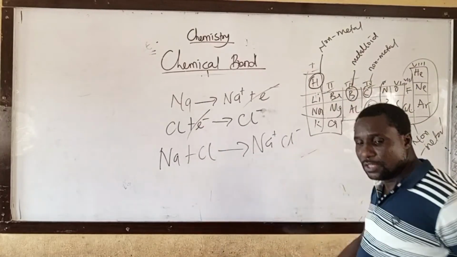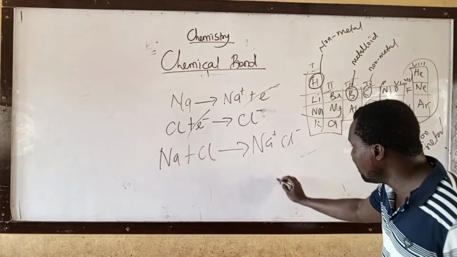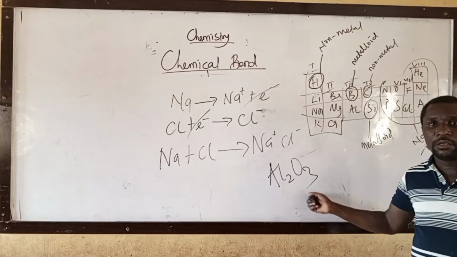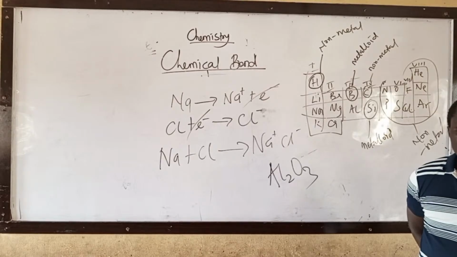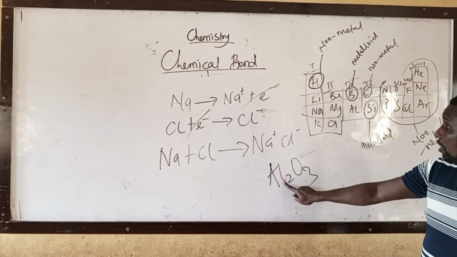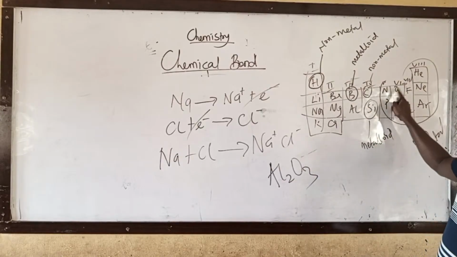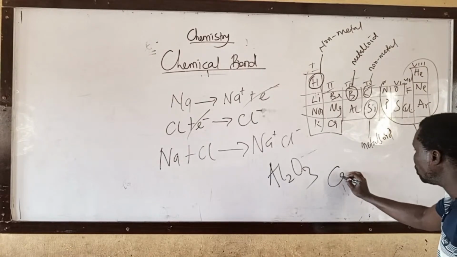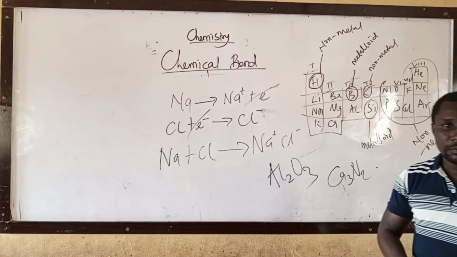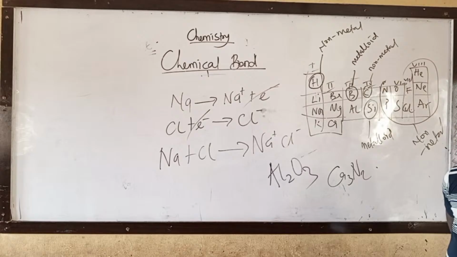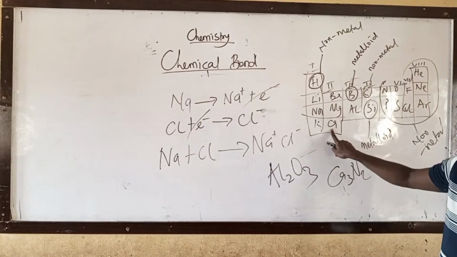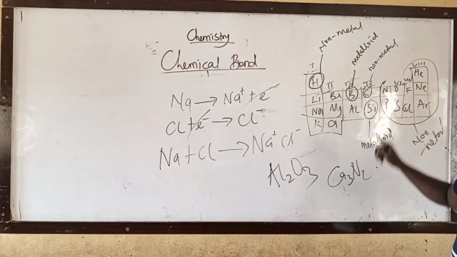Look at this. In this compound, class, aluminium oxide, what bond will occur? Aluminium is a metal. Oxygen is a non-metal. Calcium nitride, what bond? Ionic bond, that is electrovalent bond. Calcium is a metal. Nitrogen is a non-metal.